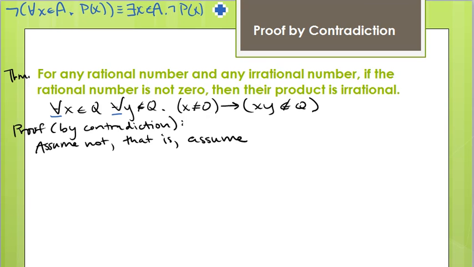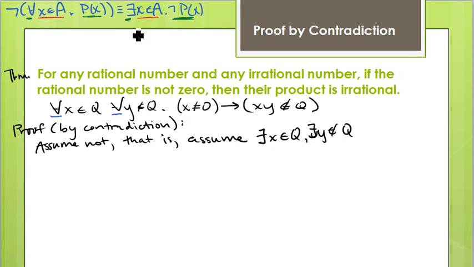Okay, so a couple of things to notice here. One is that this set membership does not change. What does change, I'll mark in green, is that the for all changes to an exists, and then the predicate becomes the negation of the predicate. Okay, so we're going to say here, assume that there exists an x that is still rational, and there exists a y that is still irrational.